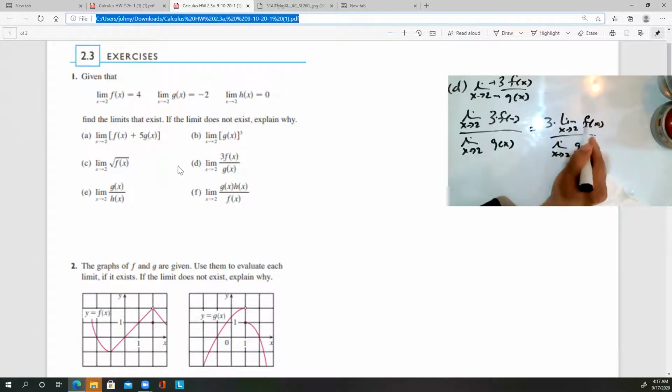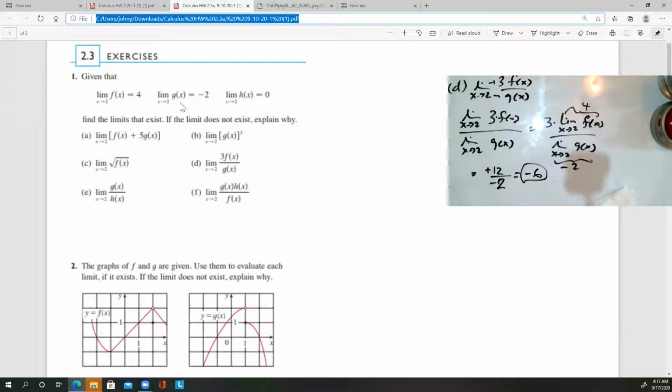We know that that right there is equal to 4. And that right there, according to the given information, is going to be negative 2. So it's going to be 3 times 4, which is 12, over negative 2. Positive times negative. I like to put signs here just in case, like is it positive or negative. Positive 12 divided by negative 2 is going to be negative 6. And that's your final answer.